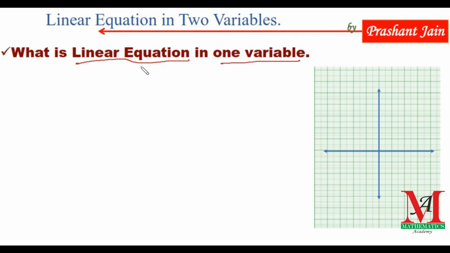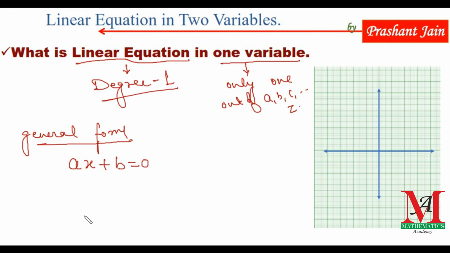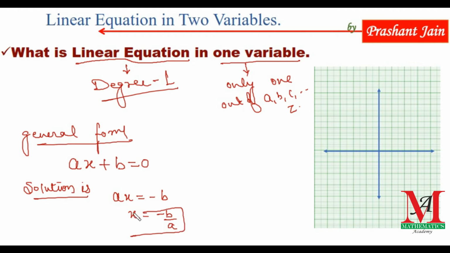Now, what is a linear equation in one variable? Linear equation means, as we already saw, degree 1, and one variable means involving only one variable from any of the alphabet from A, B, C up to Z. The general form of a linear equation in one variable is ax plus b equals 0, and its general solution is, if we shift b from right to left, ax equals minus b, and the value of x is minus b upon a. Now let us see an example.